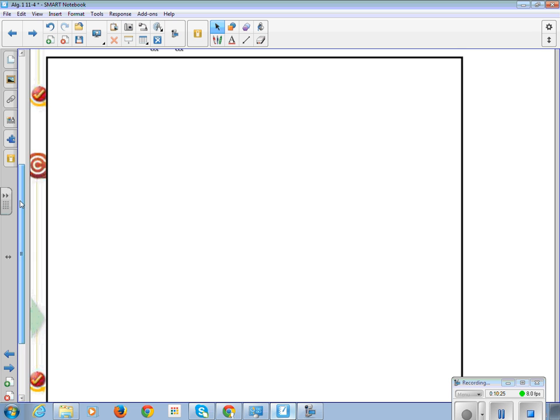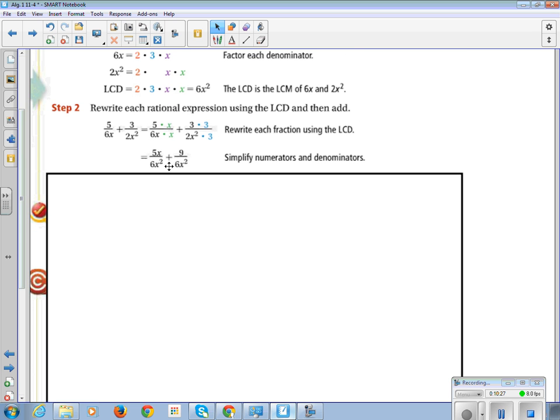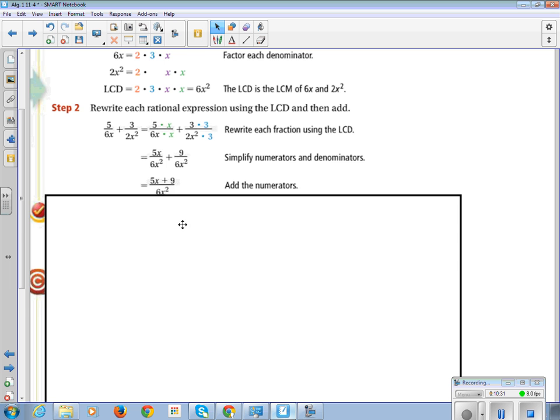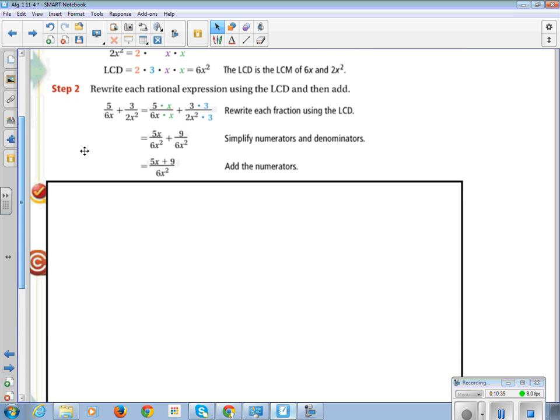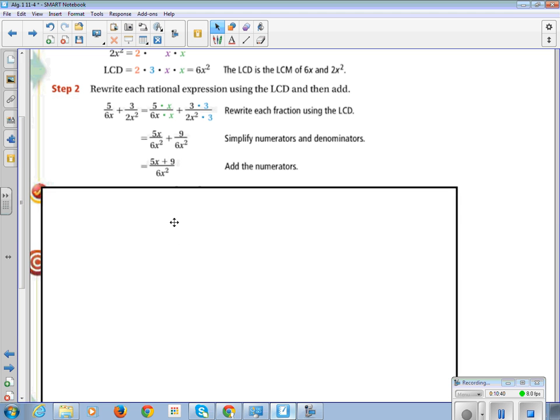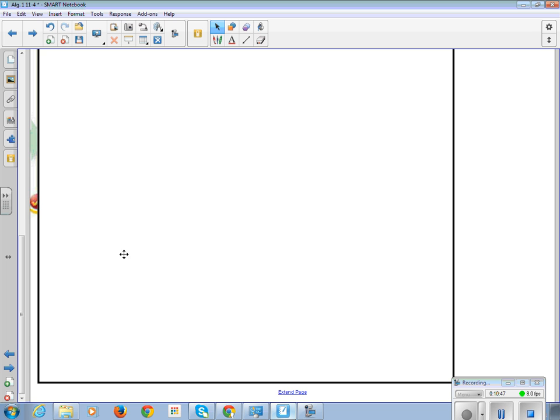Once you have the common denominator, you simplify each of the tops and then put it over one denominator and add them. And this one doesn't simplify, so we are good to go. Okay, so let's give it a try.